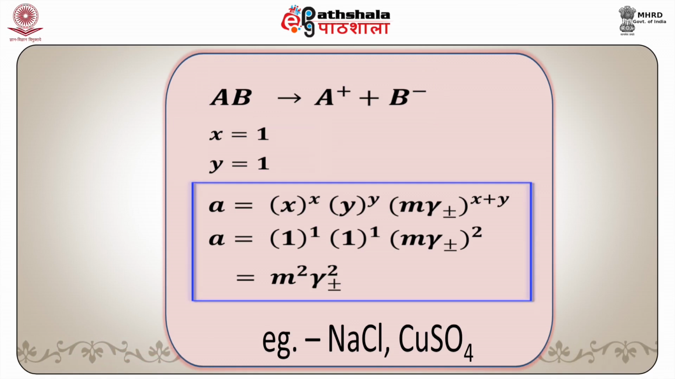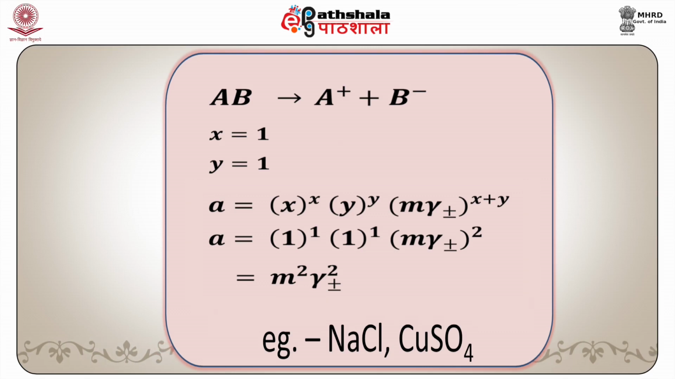Therefore, a, which is equal to x to the power x, y to the power y, M gamma plus minus to the power x plus y, will be equal to 1 to the power 1, 1 to the power 1 into M gamma plus minus to the power 2, which becomes M square into gamma plus minus square. Examples are sodium chloride NaCl and copper sulfate CuSO4.